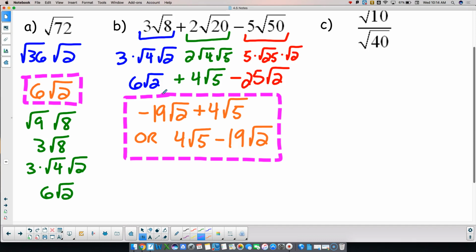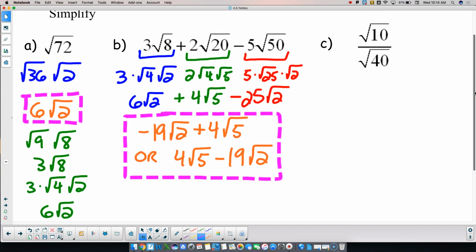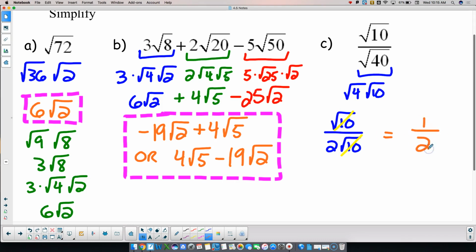Oops, I went down a little too far. The square root of 10 over the square root of 40. Well, the square root of 40 is the square root of 4 times the square root of 10. So then this could be written as the square root of 10 over 2 times the square root of 10. And then those square roots of 10 would cancel each other out, giving me 1/2 as my answer.